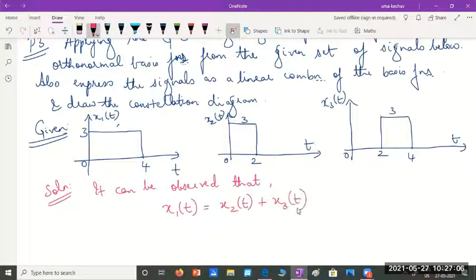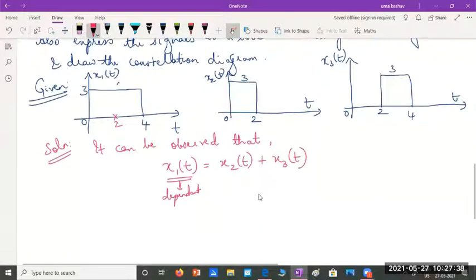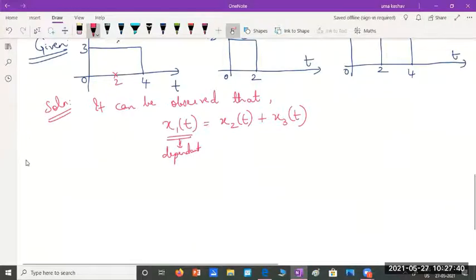I can easily see here, looking at the representation of the three signals, this x2 has the value 3 between 0 to 2. x3 has the value 3 between 2 to 4. Whereas x1 has the value 3 between 0 to 4. So if I add x2 with x3, I will easily get x1. So here x1 is dependent, whereas x2 and x3 can be considered as linearly independent signals.